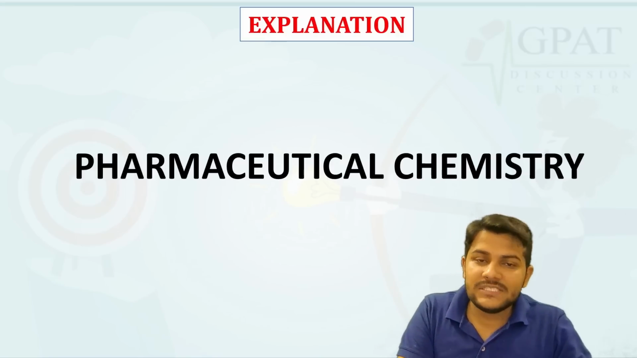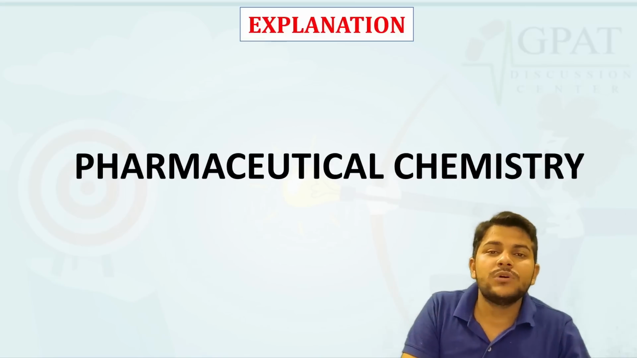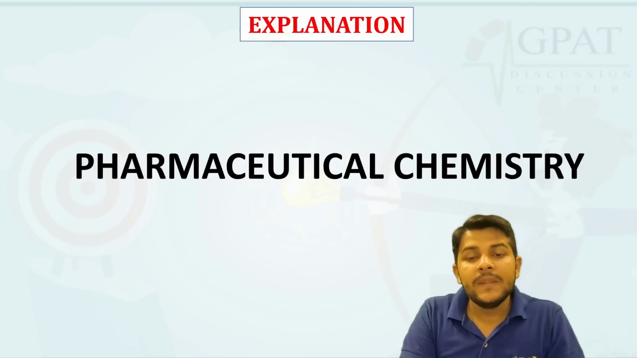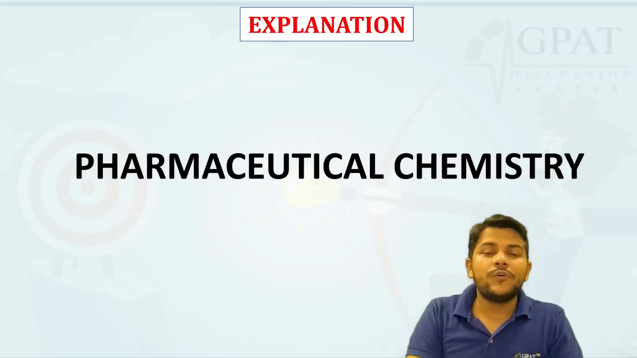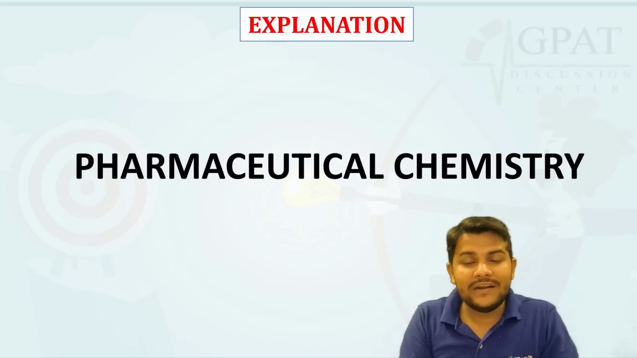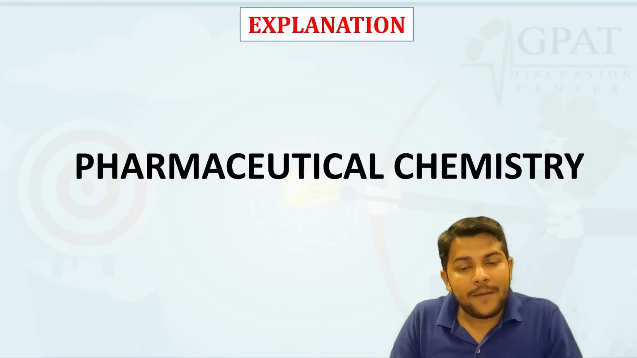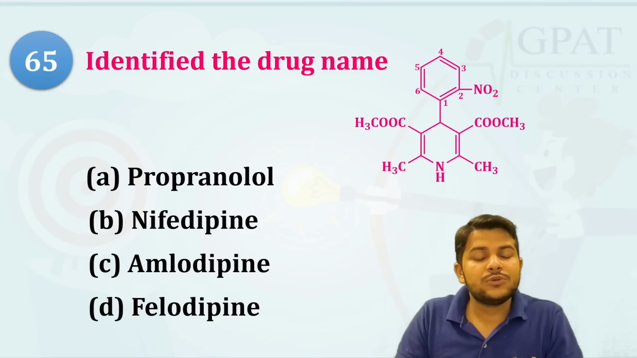Got it? So next we have pharmaceutical chemistry. The first question: you just have to identify the drug name, the drug that we have used in this. The options are propranolol, nifedipine, amlodipine and phenylephrine.